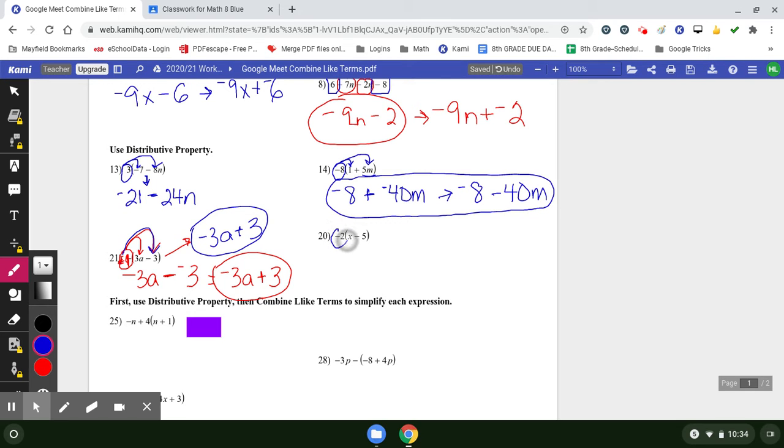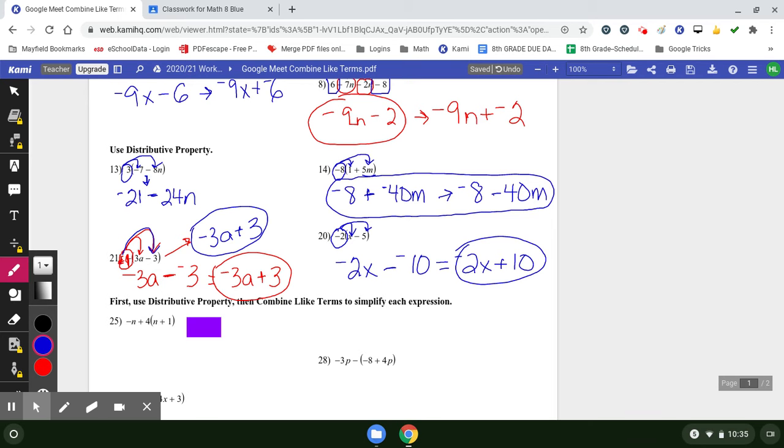So now for 20, I'm distributing out -2. So I can do -2 times x, -2x. Then I can bring down the minus, -2 times 5, -10. Then when I rewrite that, it's -2x plus 10. I could also think of that as -2 times -5, which also gives me +10.